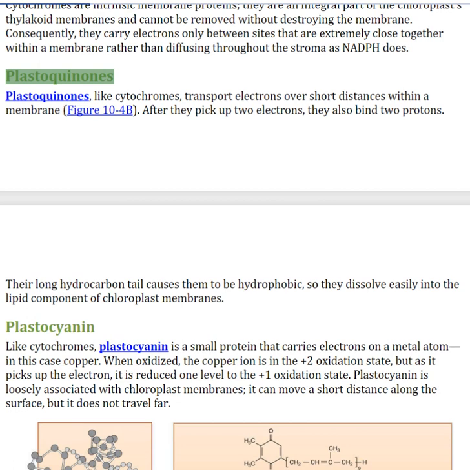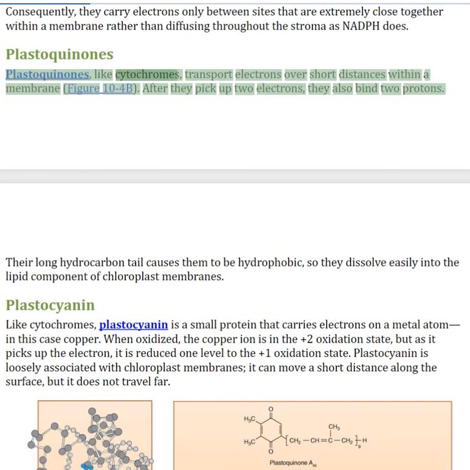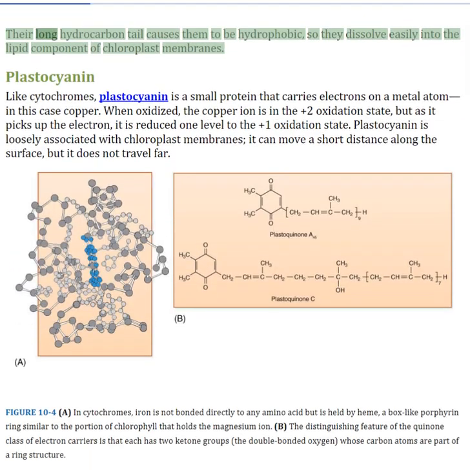Plastoquinones. Plastoquinones, like cytochromes, transport electrons over short distances within a membrane. After they pick up 2 electrons, they also bind 2 protons. Their long hydrocarbon tail causes them to be hydrophobic, so they dissolve easily into the lipid component of chloroplast membranes.